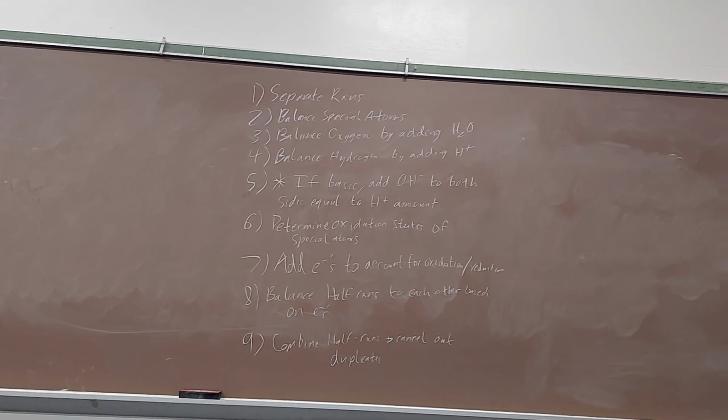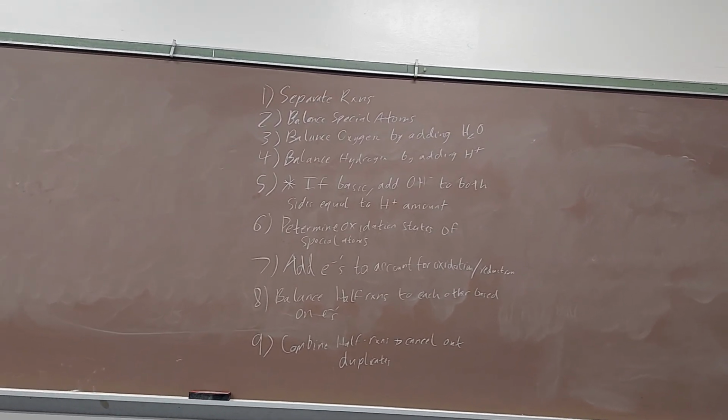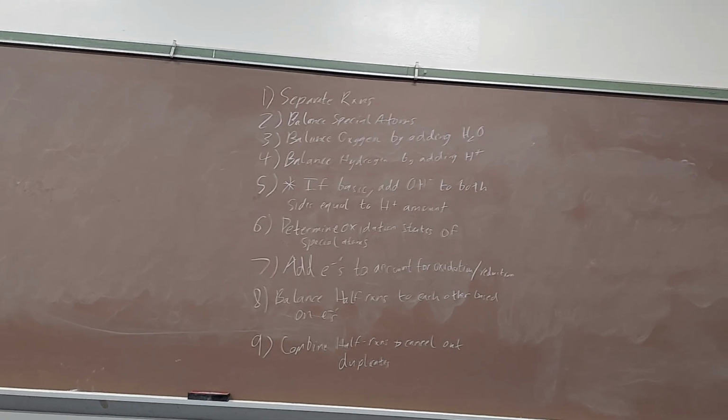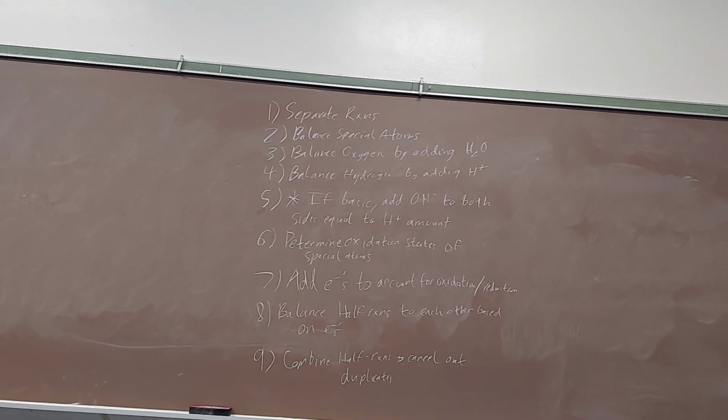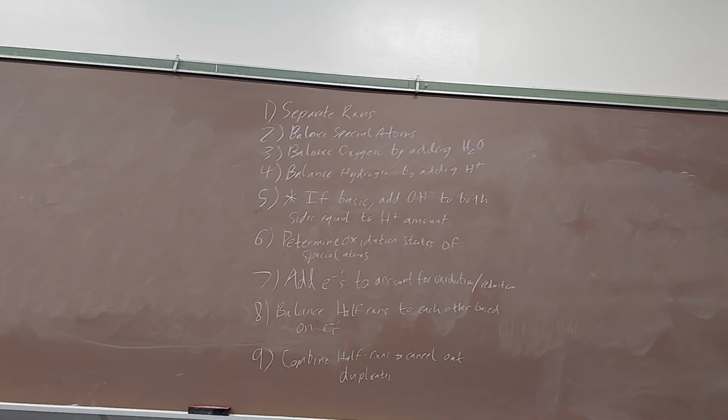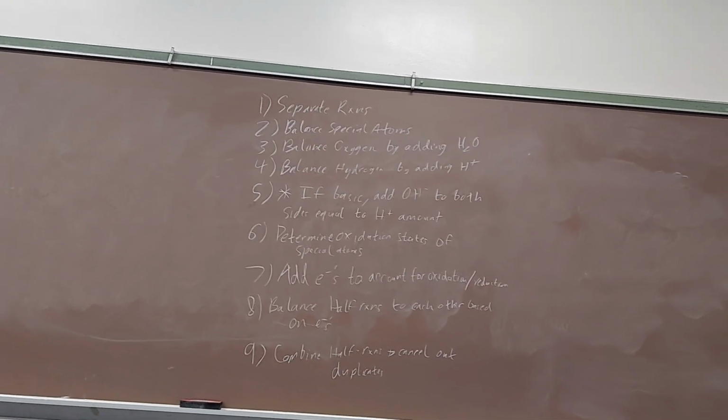Then, you're going to cancel out the number of waters that you have on both sides, and you will find that you will have waters left on the side that had H plus, and all the waters on the side that has OH minus are going to be gone. Then, regardless of if you're in acid or base, you're going to go to step 6.